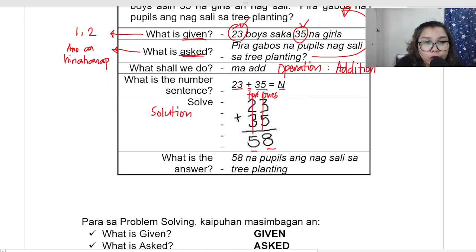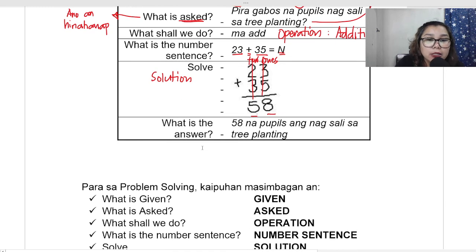And after completing the solution, then you can answer the last question. Last question, what is the answer? So, 58 sa inyong galing. It's from your answer in your solution. 58 na pupils ang nagsali sa 3 planting. So, this is how you show your complete answer.